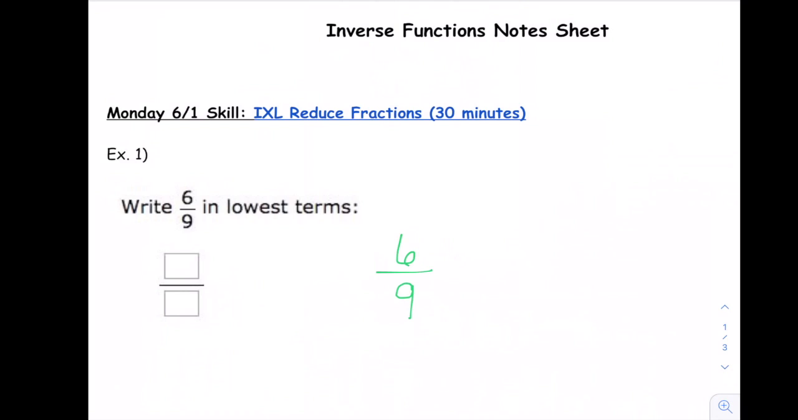I'm going to keep going down because there's not that many numbers. So next would be 5. Can I divide both of these by 5? No. Can I divide both of these by 4? No, 6 divided by 4 gives me a decimal. Can I divide both of these by 3? I can divide both of these by 3, and they will both give me a whole number. 6 divided by 3 is 2, 9 divided by 3 is 3. So 2/3 is my reduced fraction.